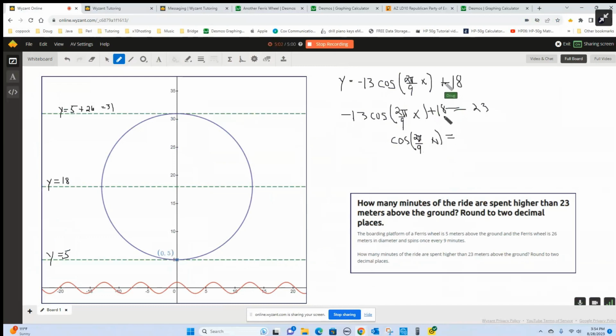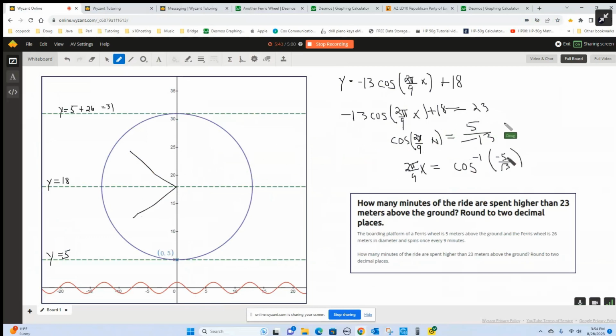So if I isolate the cosine of 2 pi over 9 x, by subtracting 18 and then dividing by negative 13, it must be true that 2 pi over 9 x equals the inverse cosine of negative 5/13. And there's two values in the first revolution around the unit circle where the cosine is negative. There's one in the third quadrant. There's one in the fourth quadrant.